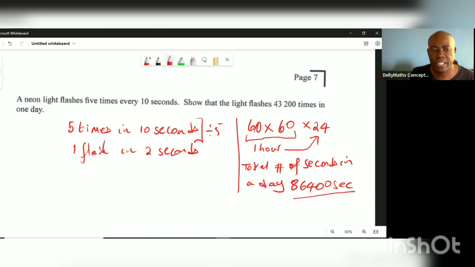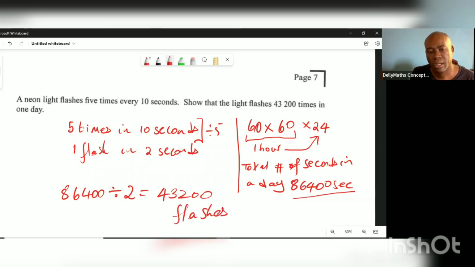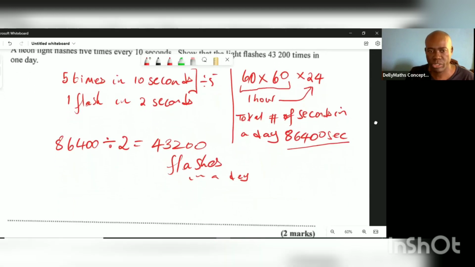If we have 86,400 seconds in one day, and every 2 seconds the light flashes, then we divide by 2, and it tells you how many flashes in that day. So we're just confirming that. There is more than one way you could work this out, but in the interest of time, that's just one way.